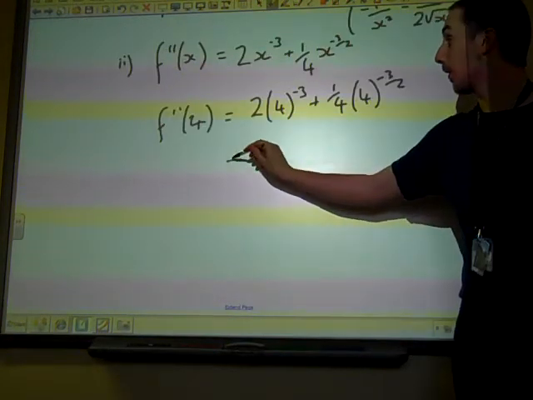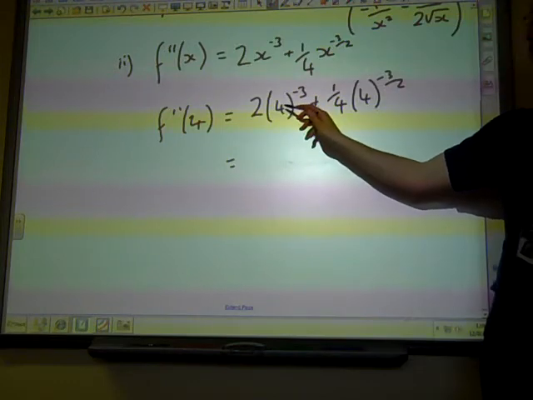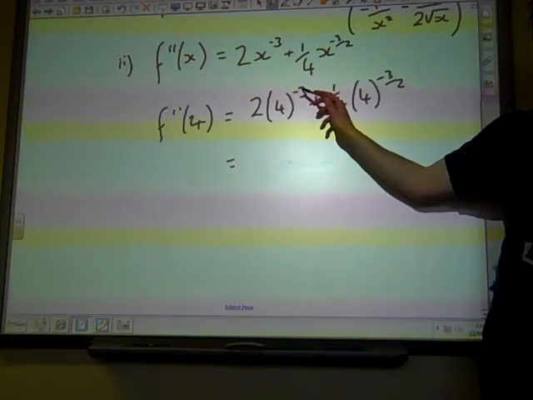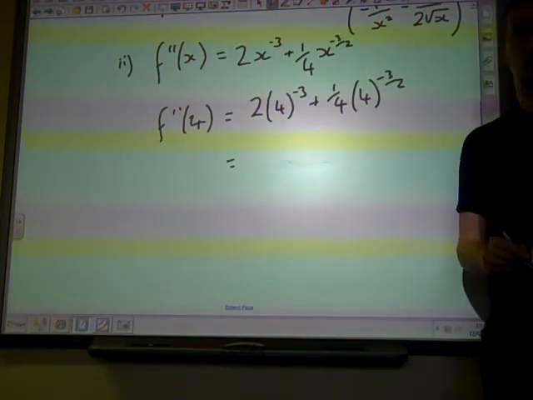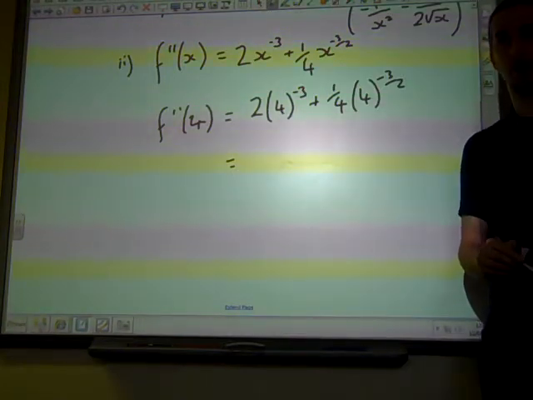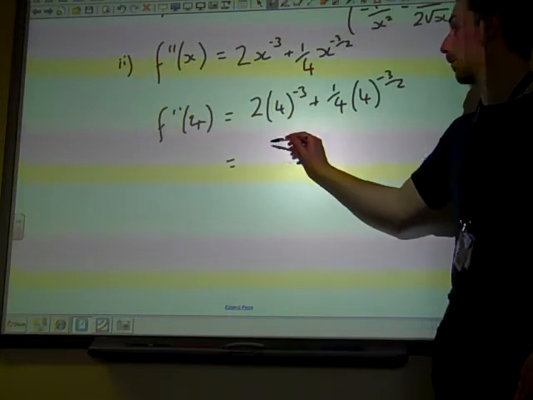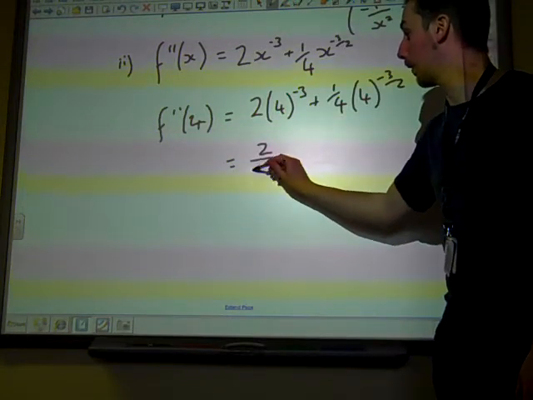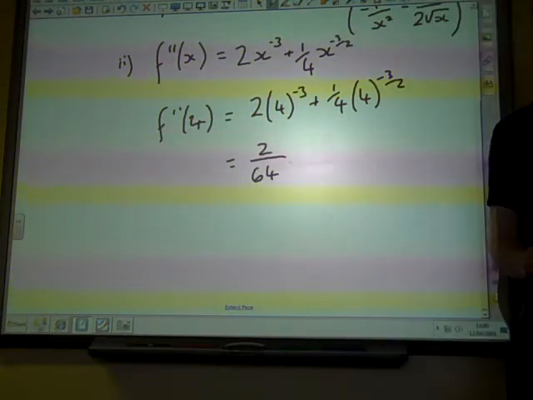And can we work out what's going on with the indices? 4 to the minus 3. Well, that means 4 cubed, but dividing by it. So 4 cubed is 64. So that's 2 over 64.